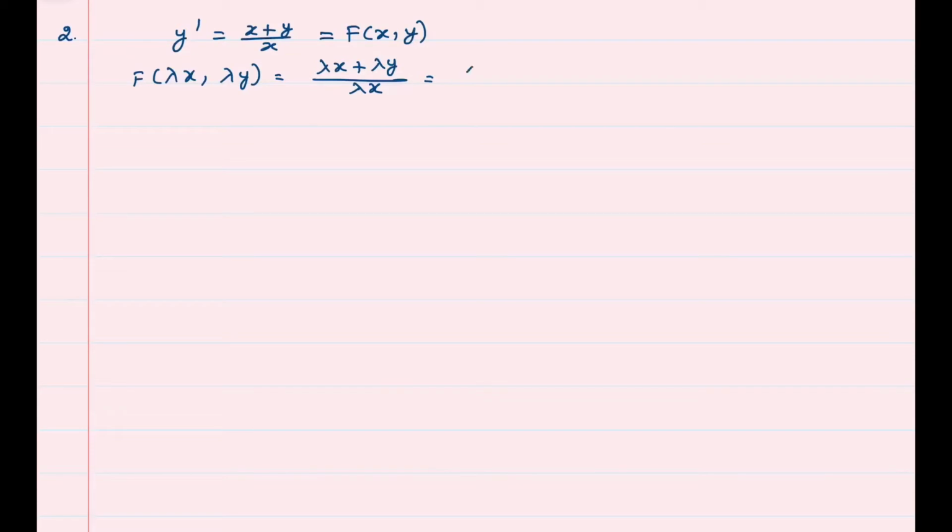Question number 2. y dashed is equal to (x plus y) upon x. We have to show that it is a homogeneous differential equation. We will take this as f of xy. Let us find f of lambda x, lambda y. Lambda x plus lambda y upon lambda x. Lambda gets cancelled. We get f of xy. Therefore, f of xy is a homogeneous function of degree 0. Therefore, the differential equation is homogeneous.